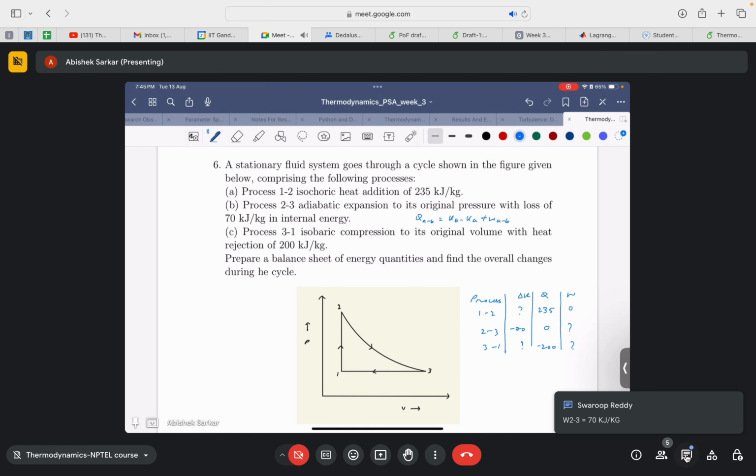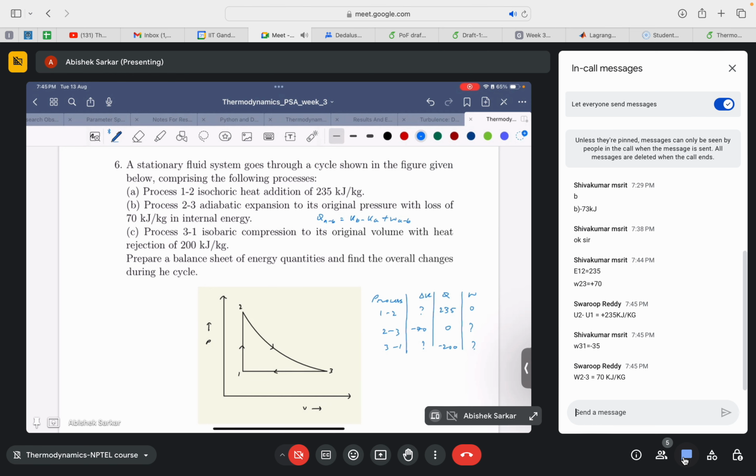Interesting. Okay, let me check it. So U2 minus U1 is 235, you're saying. Okay. Then W31 is minus 35, right? And W23 is 70 kilojoule per kg. And energy interaction from 3 to 1 is minus 165. So, okay.